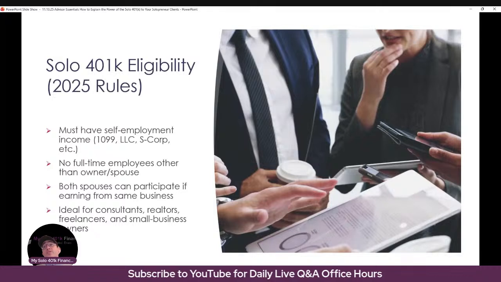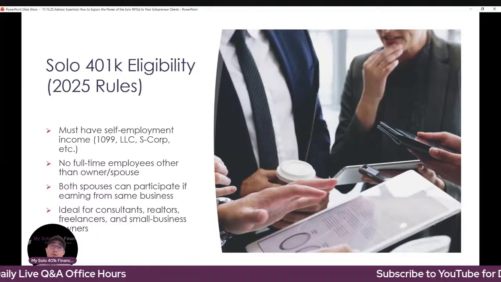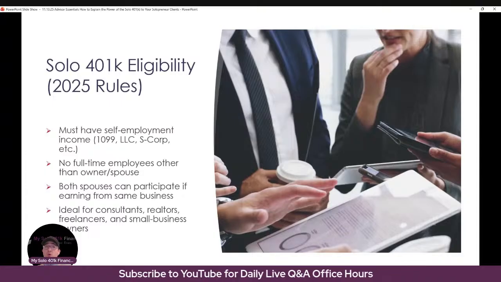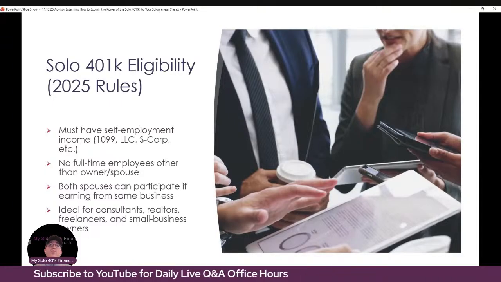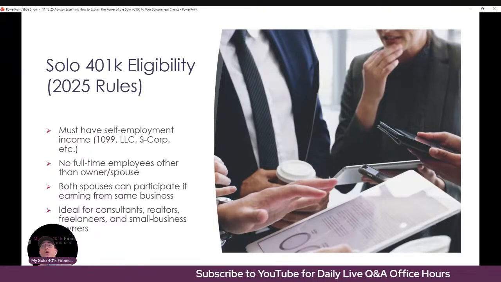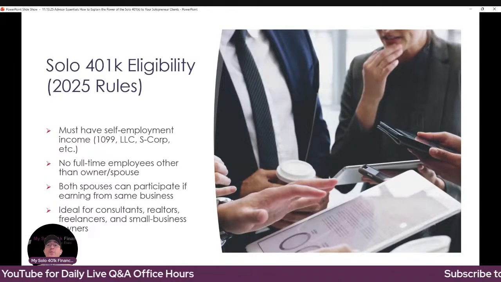Same thing if your business is a single member LLC that's taxed as a disregarded entity. Earned self-employment income is reported on Schedule C of your taxes. Now, if your business is taxed as an S Corp or a C Corp, earned self-employment income would be the W-2 wages that you receive from the S Corp or C Corp. Finally, if your business is taxed as a partnership, earned self-employment income is income reported on line 14 of the K-1 that you receive from the partnership.